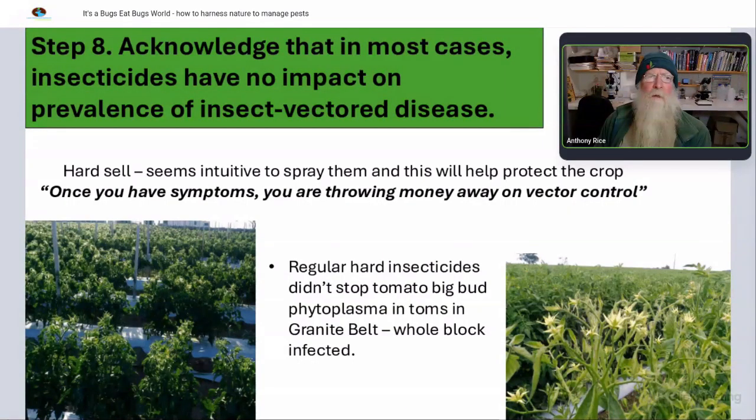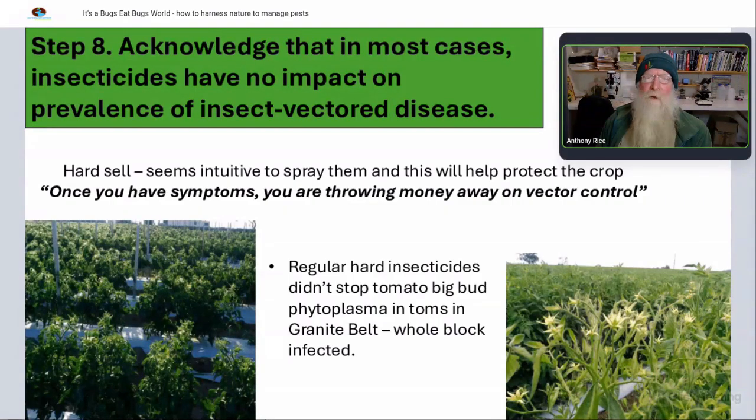So number 8, we're getting there. Acknowledge that in most cases, insecticides have no impact on the prevalence of insect-vectored disease. Now, this is often a hard sell. It seems really intuitive that once you see something going on, it might be tomato spotted wilt virus, it might be tomato big bud phytoplasma, these are all spread by insects, you might see them in the crop, say, well, I need to do something about that now. It's too late. The science is telling us really clearly it's too late, and you're wasting your time and energy trying to spray it out because, like I say, it's basically too late.